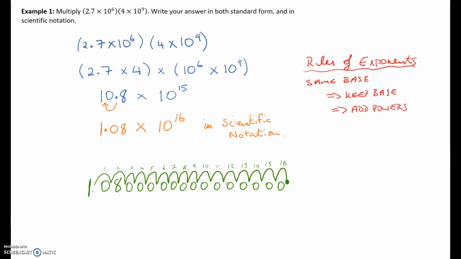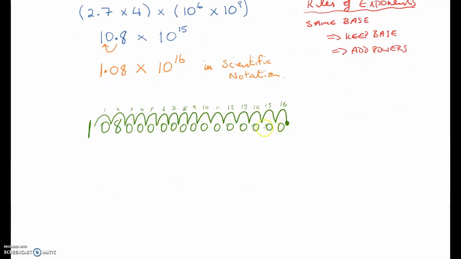Count 3 from the back. 1, 2, 3, comma. 1, 2, 3, comma. 1, 2, 3, comma. So it's 1, 0, 8, and so on. Who knows what that is? But that's your final answer in standard form.